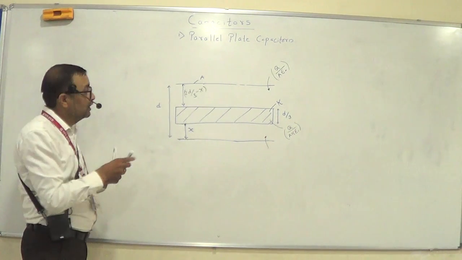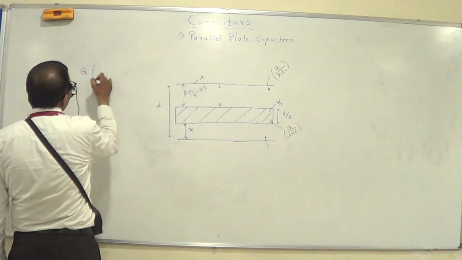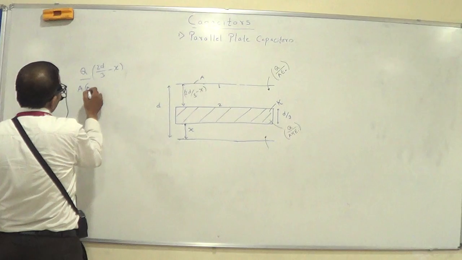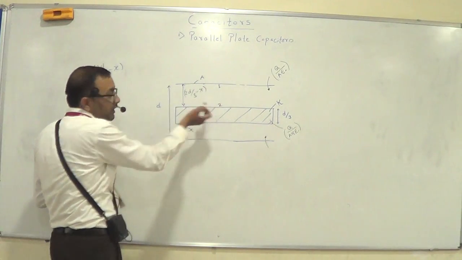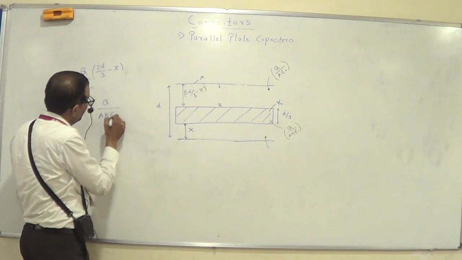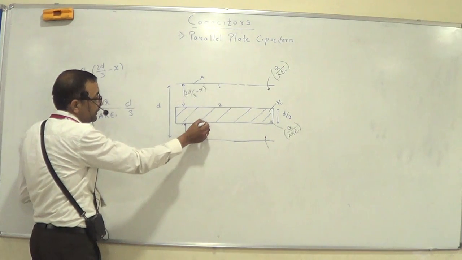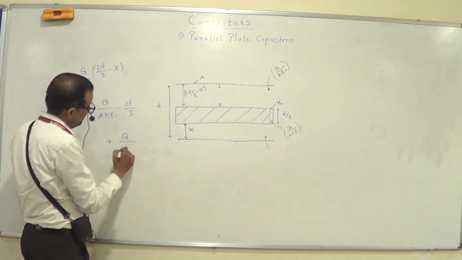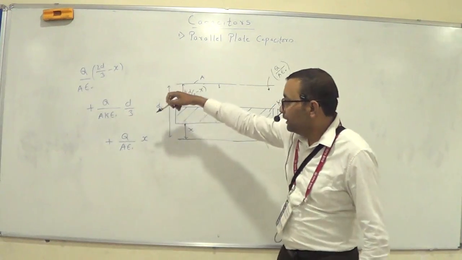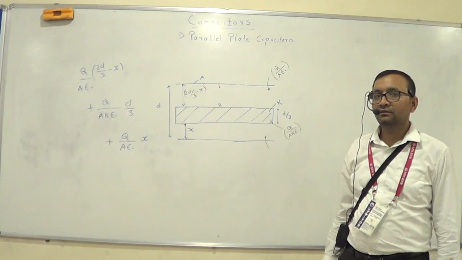Yes or no? So potential difference between point 1 and point 2, that is Q into (2d by 3 minus x) divided by A epsilon naught. This is potential between 1 and 2. Between 2 and 3, what is the potential difference? Q divided by A K epsilon naught into d by 3. Plus potential between this and that point is what? Q divided by A epsilon naught into x. This is the total potential difference or not? This plus that. Any doubts?